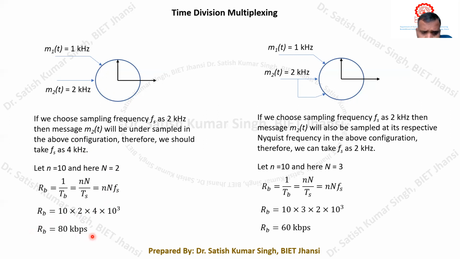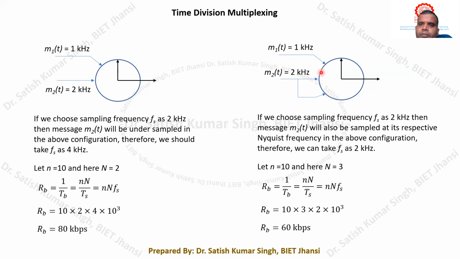Now let us analyze the same problem from another angle. Suppose we have the same message signal m1(t) with frequency 1 kilohertz, and another message signal m2(t) with maximum frequency 2 kilohertz. Now instead of connecting the message signal m2(t) only once to this commutator, we can have a configuration in which m2(t) is connected twice to this particular commutator.